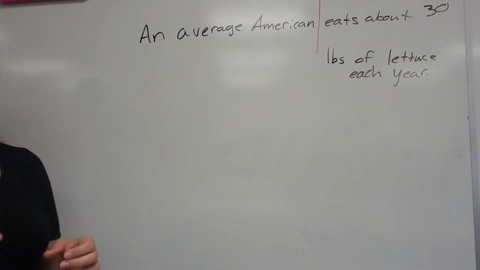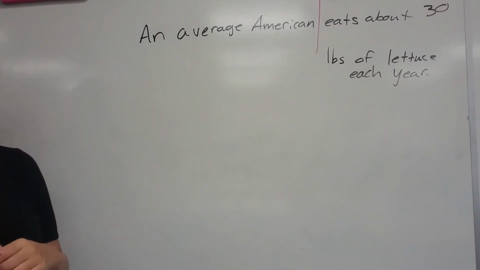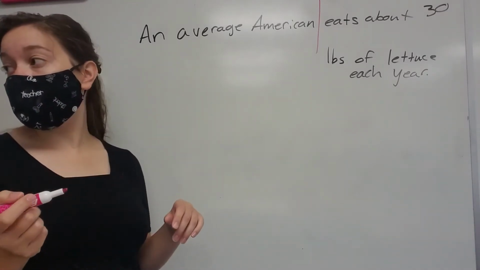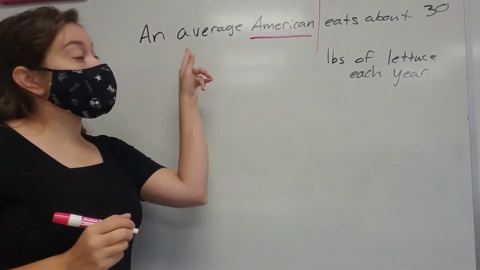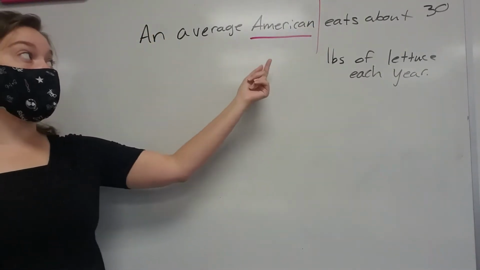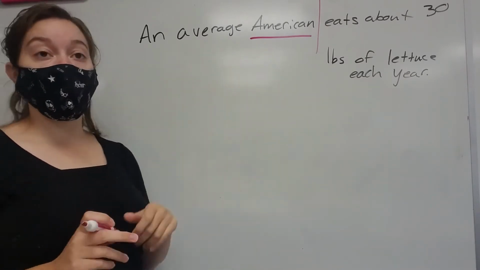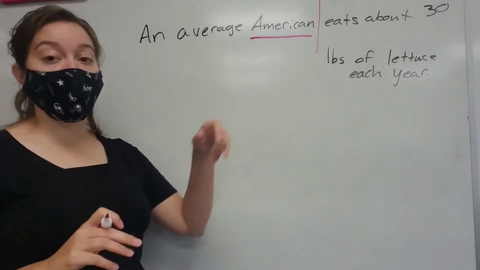What is my simple subject? Who or what is doing the action? Sarah? American. Good. An average American describes the American, but the specific thing doing the action is the American. Does that make sense? So draw your line and underline, please.